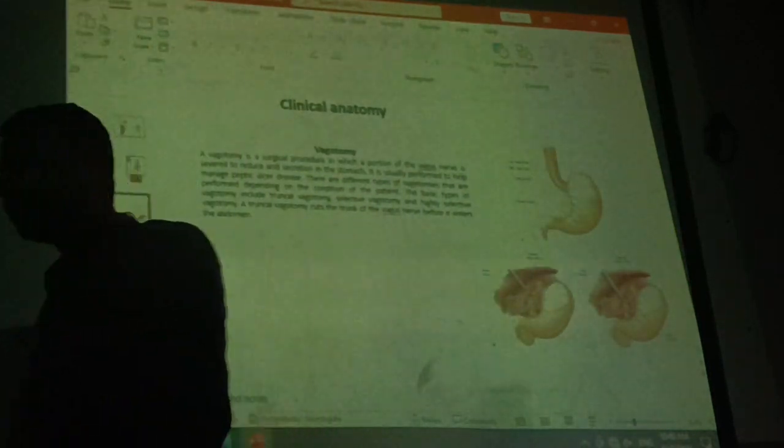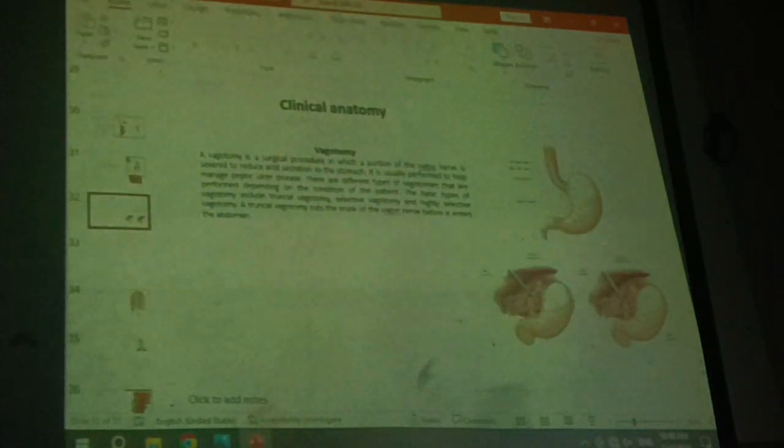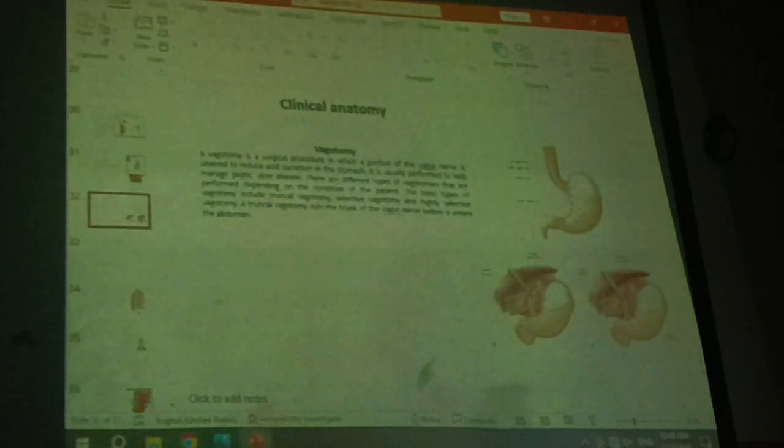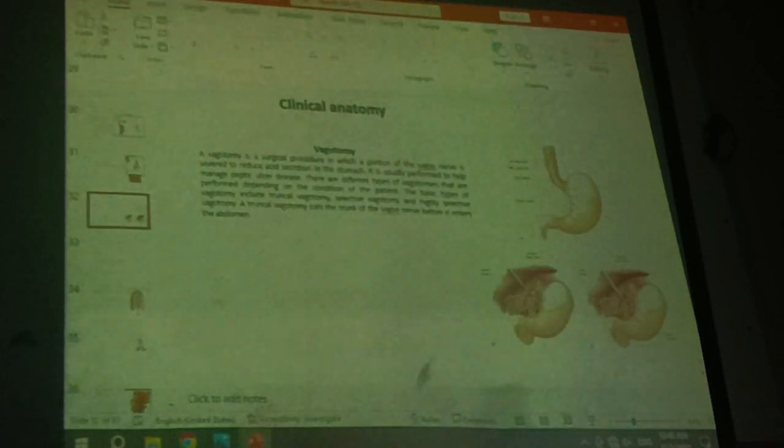The vagotomy. In some patients who have peptic ulcer in the stomach, we may need to do vagotomy surgery. After vagotomy, what change begins in the patient? And why do we do vagotomy? Vagotomy means cutting the vagus nerve.